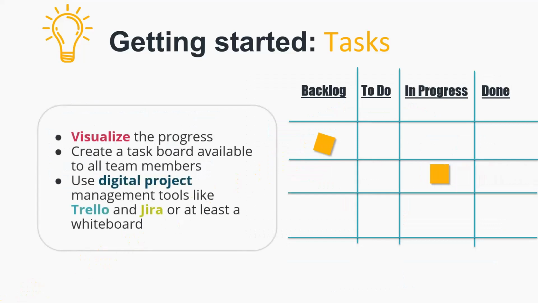Visualize the status of tasks by creating a task board, available to all team members at any time. Use Agile digital project management tools like Trello and Jira, or at least a whiteboard to track your progress.